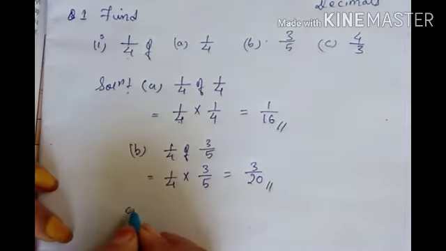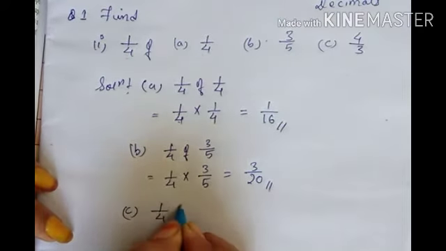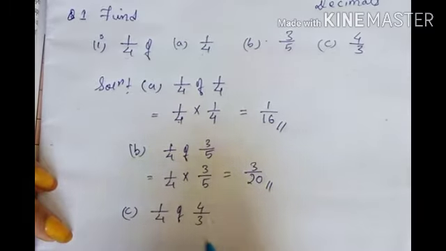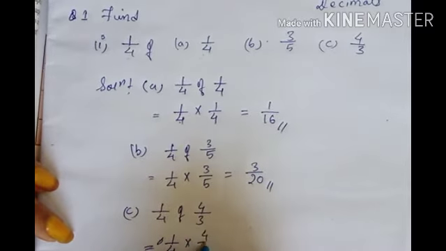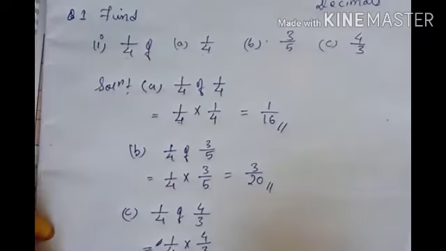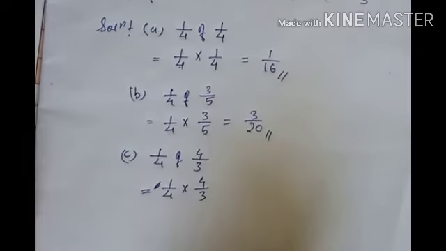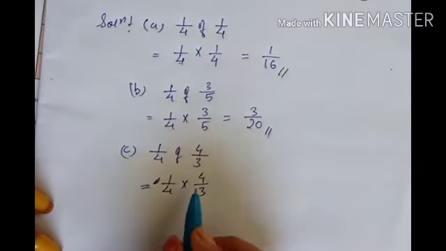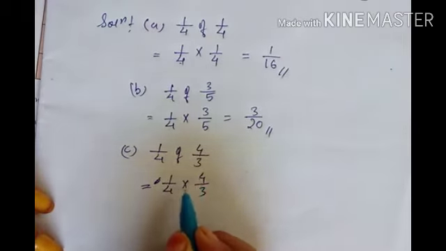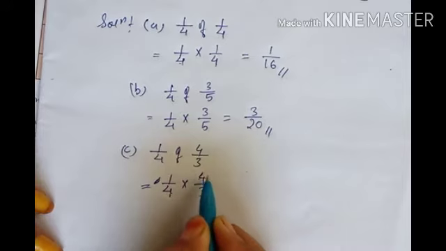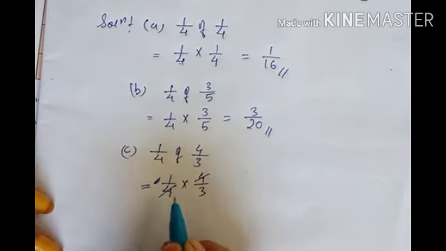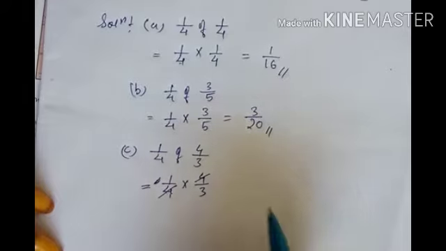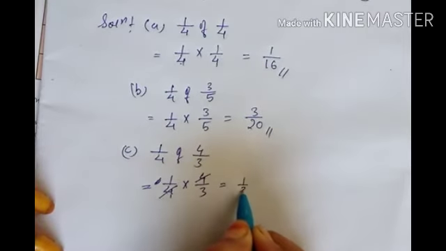Now for question C, 1 upon 4 of 4 upon 3. Of means what? Multiply. So 1 upon 4 multiply 4 upon 3. Here we notice that 4 is a denominator and 4 is a numerator, so we can cancel. 4 and 4 can get cancelled. So what is remaining? 1 upon 3.